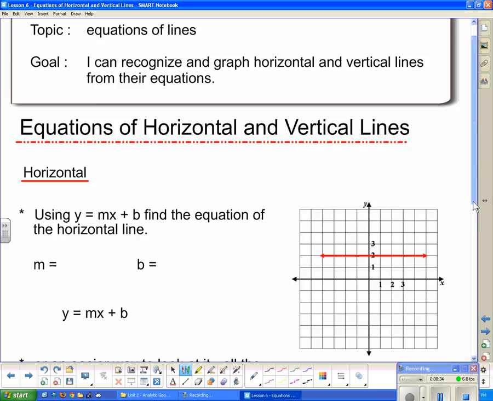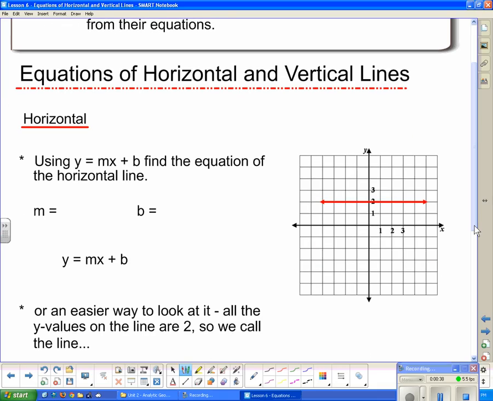Using y equals mx plus b. So if we have a look at it, using y equals mx plus b, find the equation of the horizontal line. Well, a horizontal line has no slope because there's no rise and there's a bunch of run. In fact, there's an infinite run. So if I want rise over run, I get zero. Okay, there's no slope. A horizontal line has a slope of zero. So m equals zero. B, the y-intercept, that one's easy. I can answer that. It's 2. So B is 2. Now if we want to sub into y equals mx plus b, I say y equals 0x plus 2, or it simply becomes y equals 2.